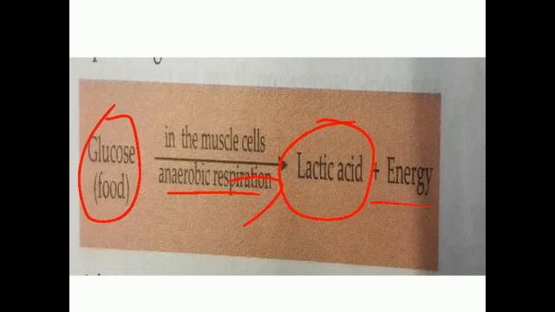So the taking in of air rich in oxygen into the body is called inhalation. That means taking oxygen into our body. Then when we release carbon dioxide outside of the body, that is called exhalation. So inhalation and exhalation.